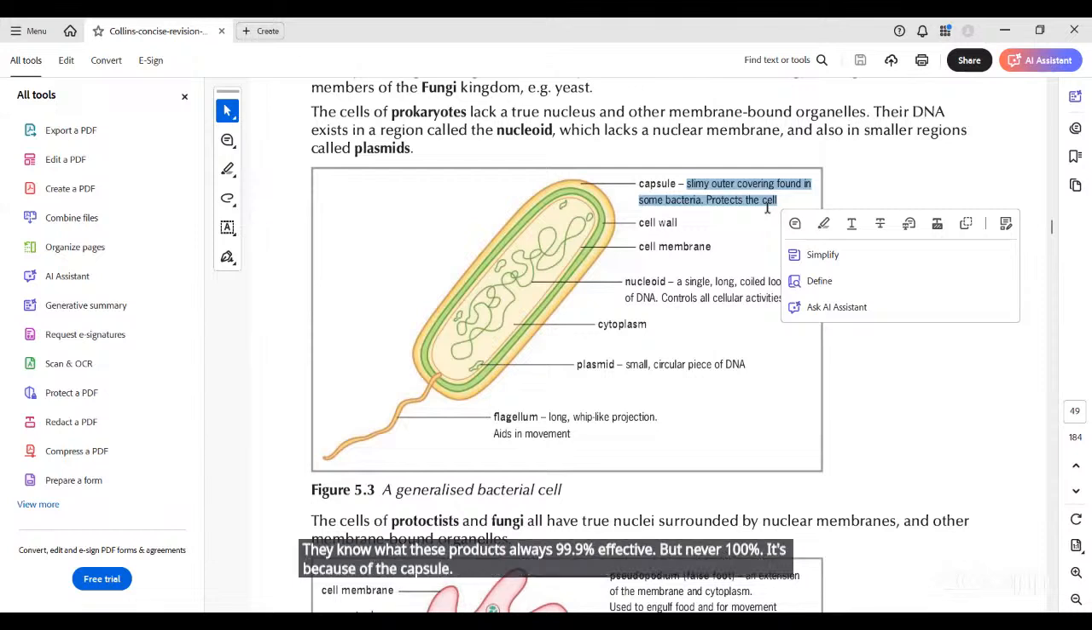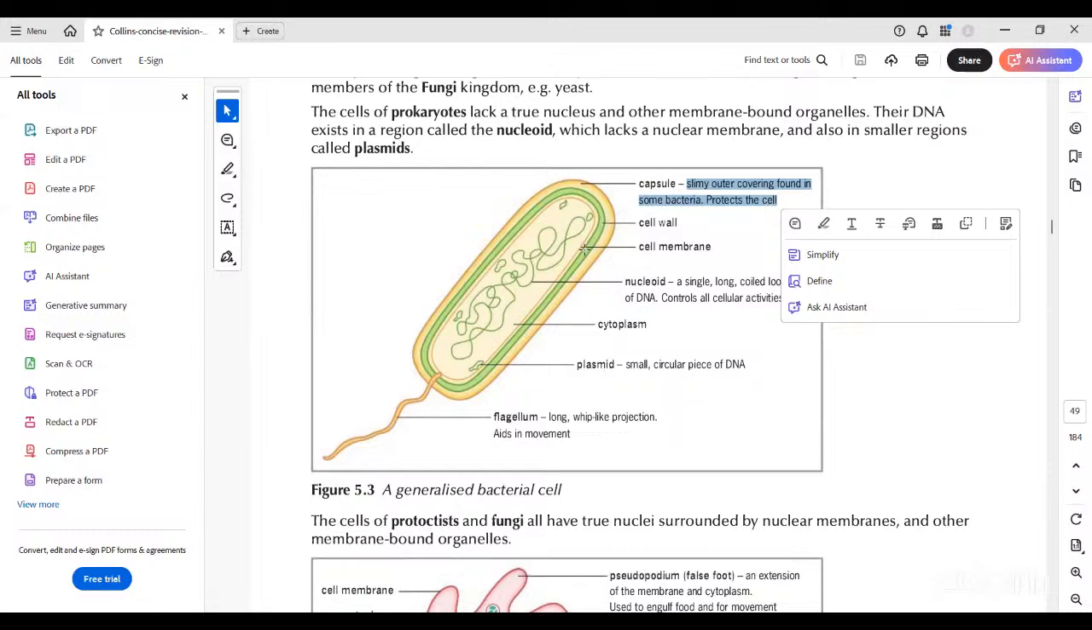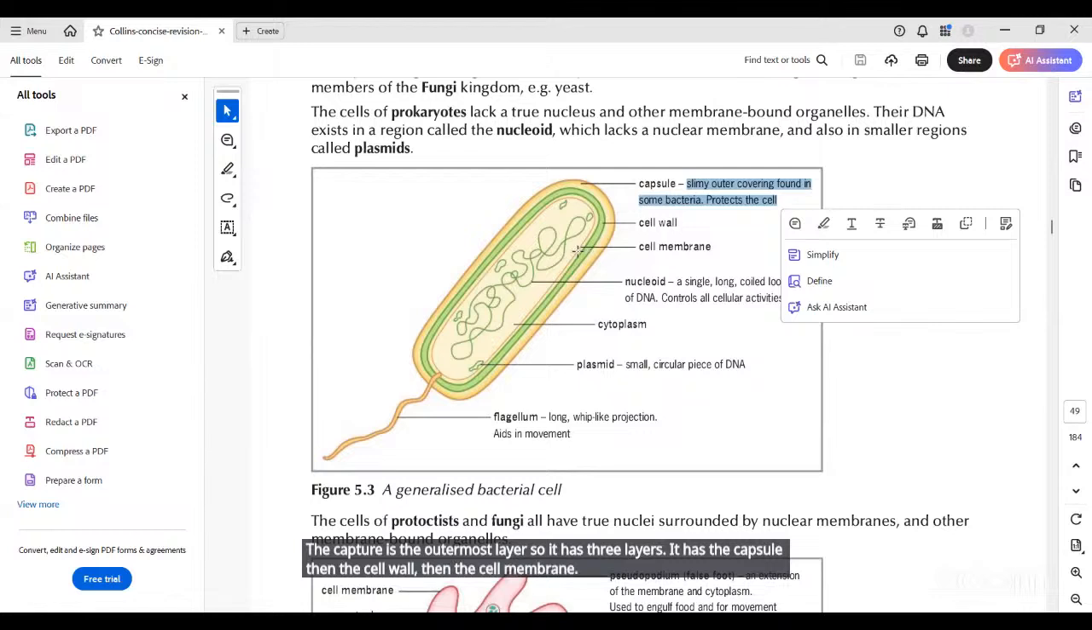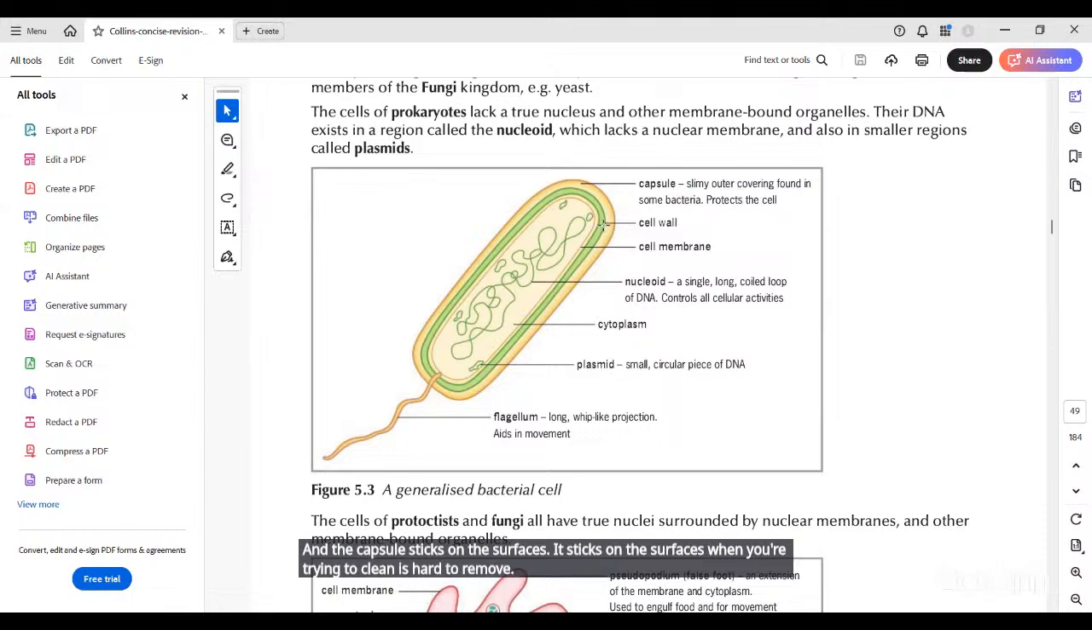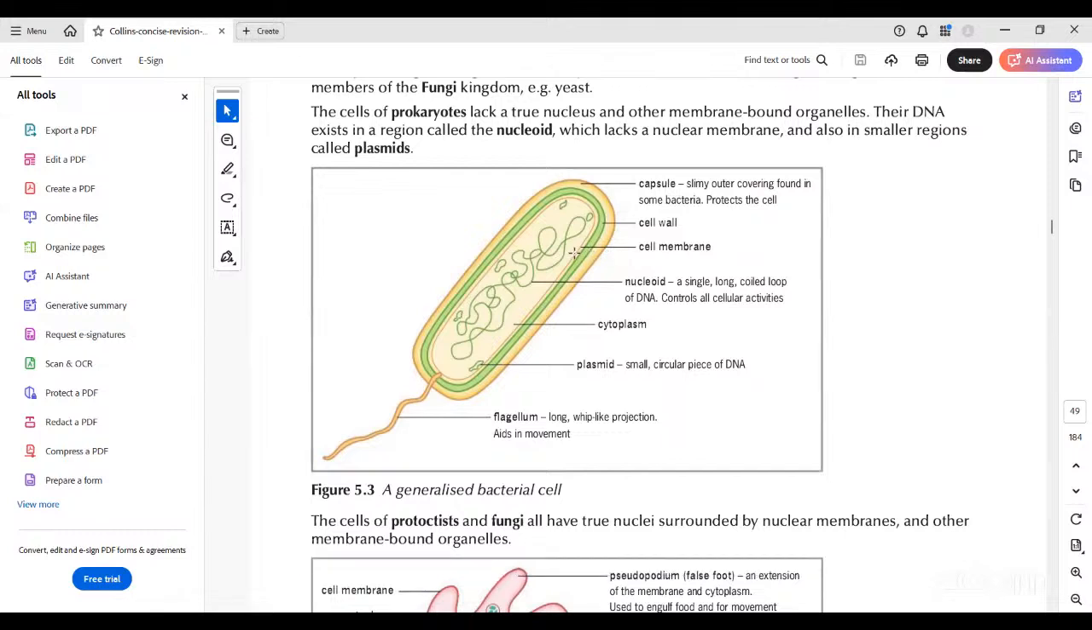The capsule is the outermost layer. So it has three layers: the capsule, then the cell wall, then the cell membrane. The capsule sticks on surfaces when you're trying to clean, so it's hard to remove. Then we have the cell wall behind the capsule, then the cell membrane. It doesn't have a nucleus. It has a nucleoid.